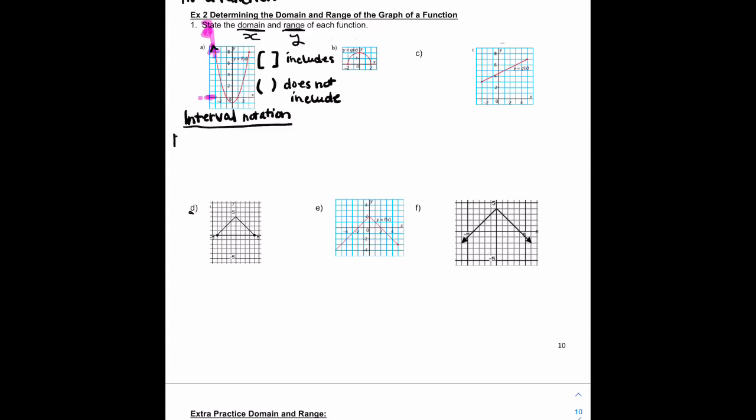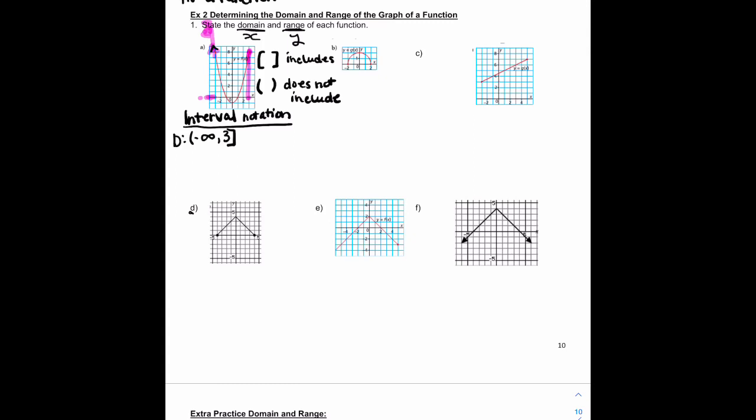So for the domain, I would say that the smallest x value is negative infinity. I'm going to use a round bracket with negative infinity because I don't actually know what negative infinity is, so I can't say that it includes negative infinity. Then I put a comma, and the highest number that it reaches on the x-axis is 3. Here's 2, here's 3. It doesn't go anywhere past 3. So I put 3, and because it includes 3, I put a square bracket.